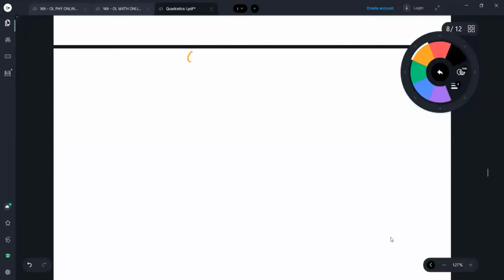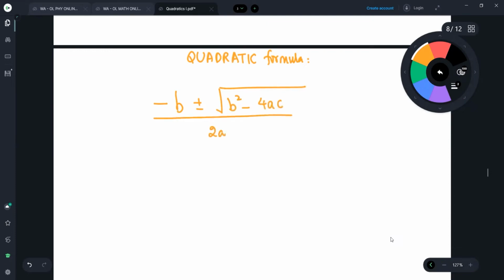So we're starting off with the quadratic formula. The quadratic formula is another way of solving a quadratic equation. It is x equals minus b plus or minus the square root of b squared minus 4ac, the whole thing upon 2a, where b is the coefficient of x. So any number attached to x is b.